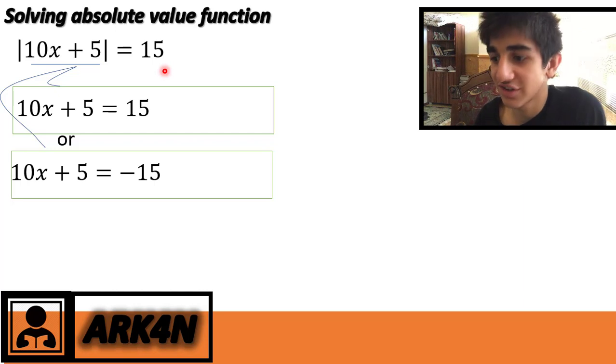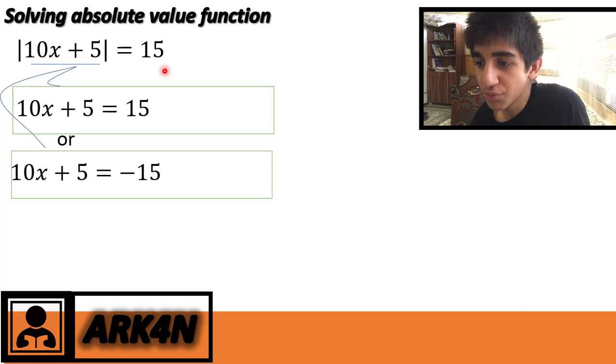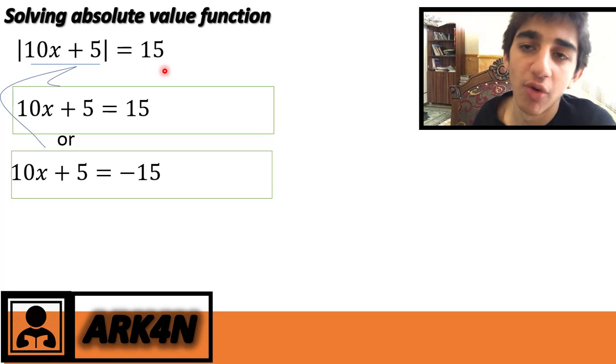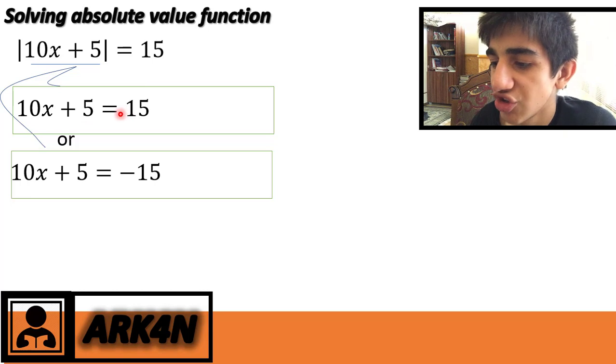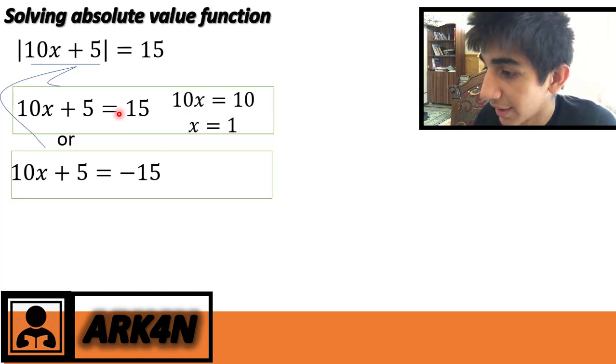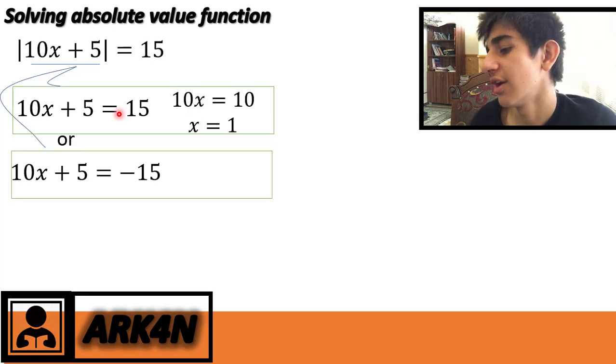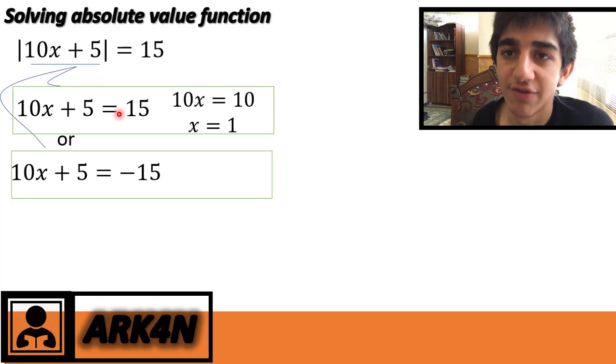So what we do is remove the absolute value, divide it into two parts, and then solve for x, as simple as that. In this first equation, we subtract 5 from both sides. We get 10x equals 10, and x equals 1, dividing by 10 on both sides.